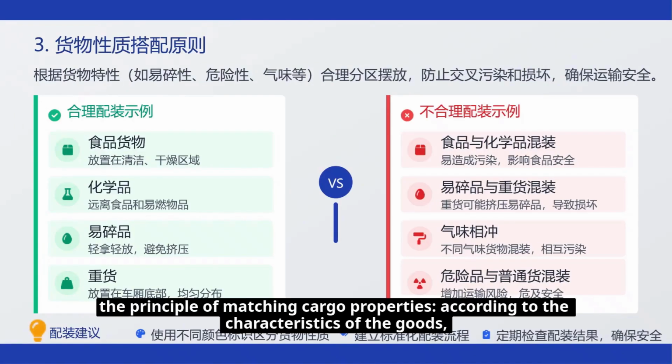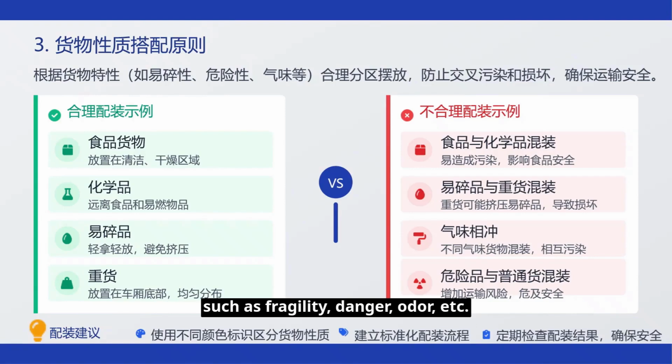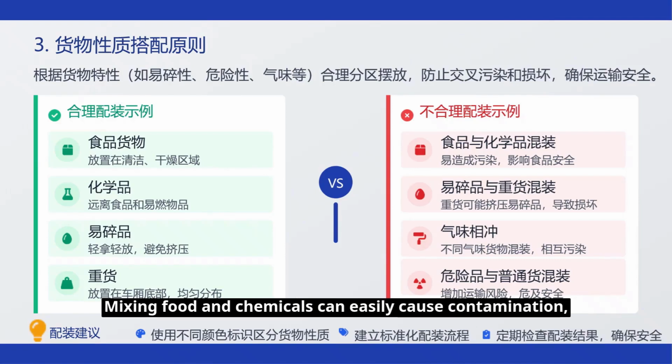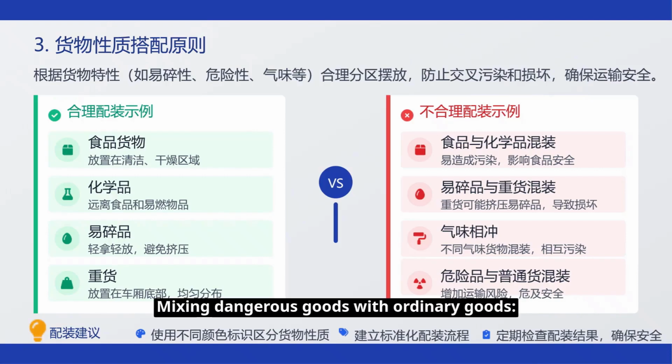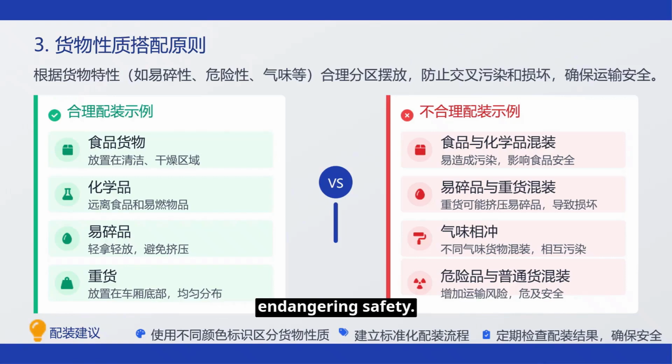Third, the principle of matching cargo properties, according to the characteristics of the goods, such as fragility, danger, odor, etc. Reasonably partition and place, to prevent cross-contamination and damage, and ensure transportation safety. Unreasonable loading situations include mixing food and chemicals, which can easily cause contamination, affecting food safety. Mixing fragile items with heavy goods: heavy objects may crush fragile items, causing damage. Mixing goods with different odors causes cross-contamination. Mixing dangerous goods with ordinary goods increases transportation risks, endangering safety.